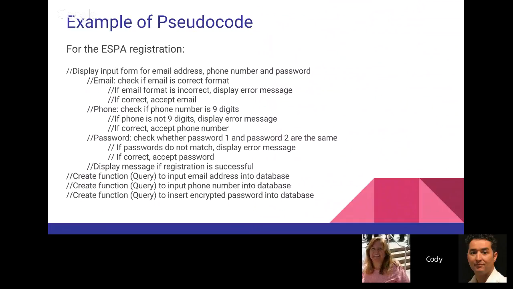So an example for our ESP registration would be: registration form would be an email, and if the email format is incorrect, then display an error message. If it's correct, then accept the email, and on through all the steps of the input, and then display the message if registration is successful. And it could also be the functions, the queries that are going to input this information into the database. And this would be an example of pseudocode. It's readable code, and it's just one potential way that pseudocode can be written.